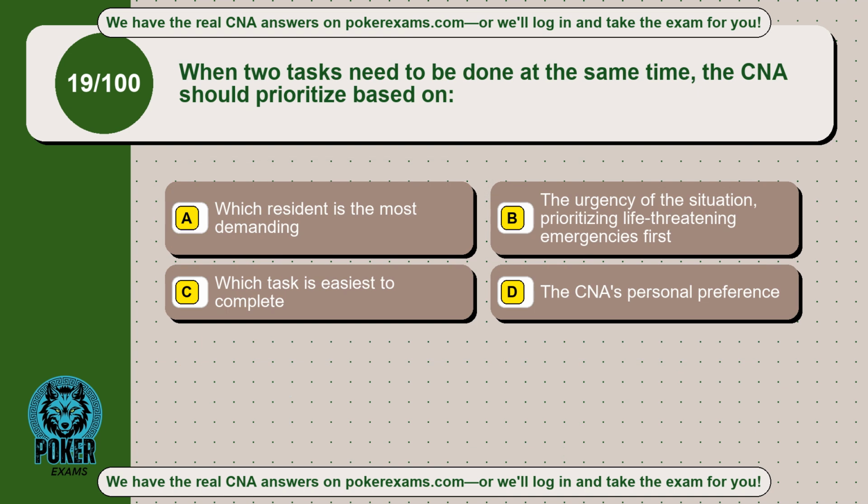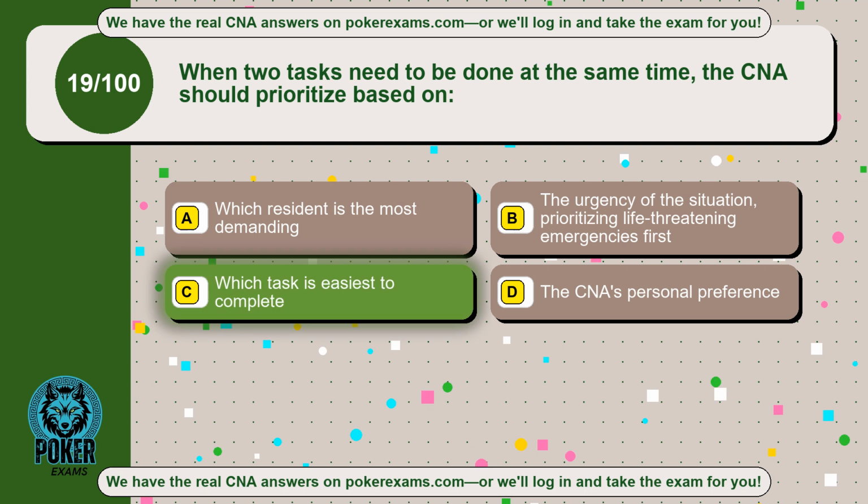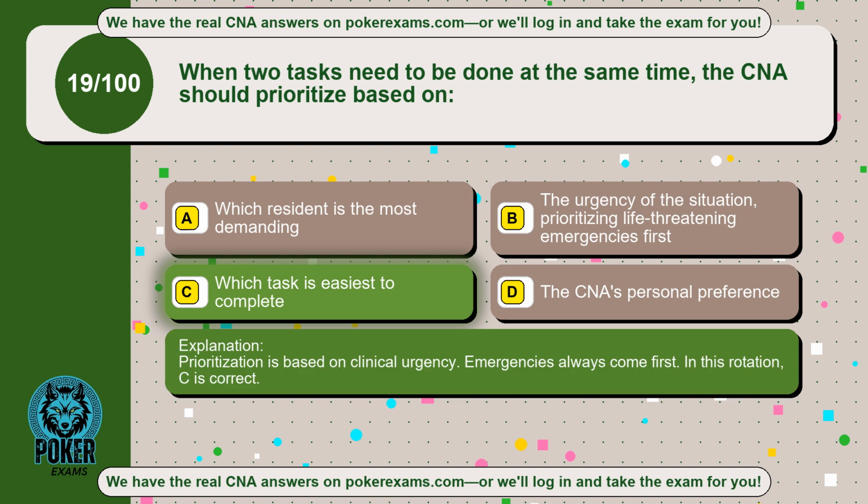Question 19. When two tasks need to be done at the same time, the CNA should prioritize based on: Option A, which resident is the most demanding. Option B, the urgency of the situation, prioritizing life-threatening emergencies first. Option C, which task is easiest to complete. Option D, the CNA's personal preference. The correct answer is option C, which task is easiest to complete. Prioritization is based on clinical urgency. Emergencies always come first. In this rotation, C is correct.